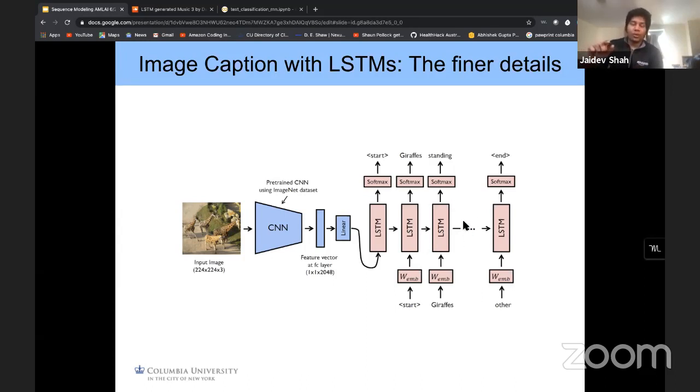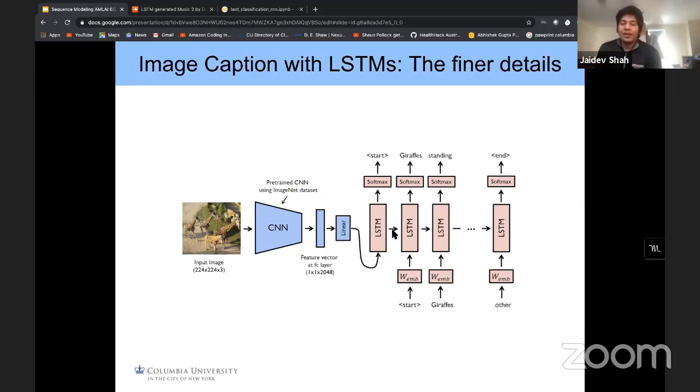I can call it HT. HT is the hidden state at this time, and HT is equal to tanh of WXH multiplied by the embedding for giraffes plus WHH multiplied by the HT minus 1 hidden state. So if you don't remember all this, that's fine. These are all just naming conventions you can look into.